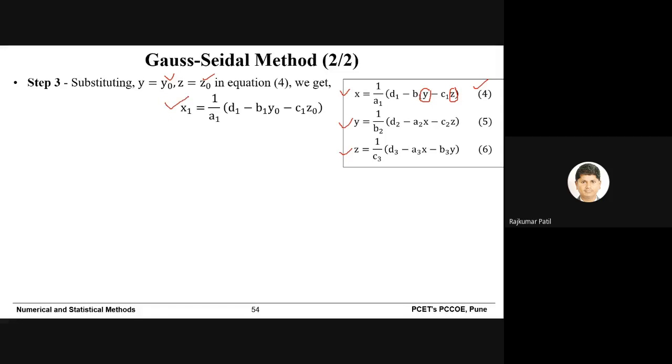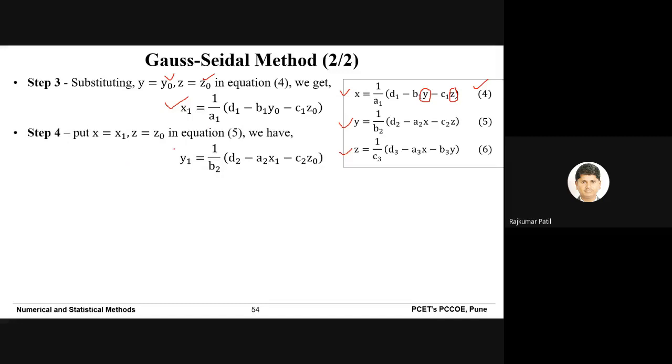So you can see the modified equation number 4, that is x1 is equal to 1 upon a1 into bracket d1 minus b1 y naught minus c1 z naught. In this way you will get the value x1, that is the first iteration of x.